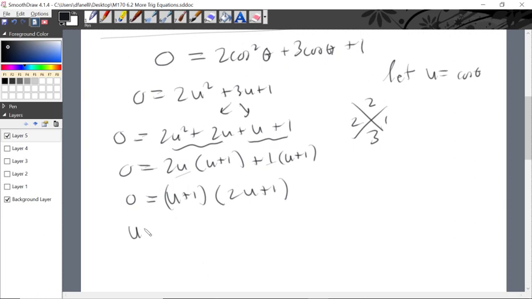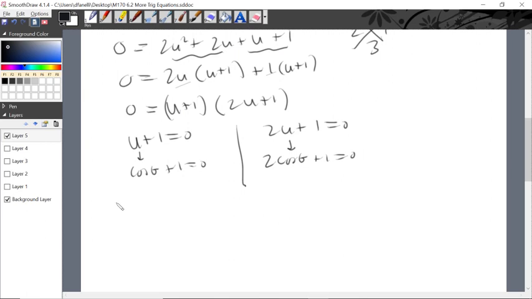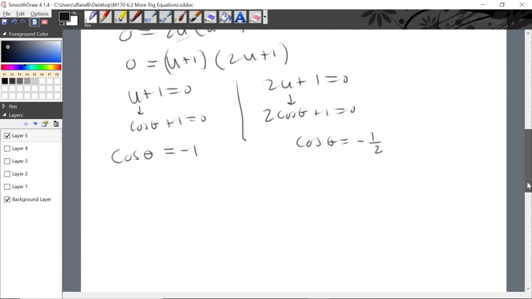And now I'm going to set each of the factors equal to 0. u plus 1 equals 0, and 2u plus 1 equals 0. And then reverse the substitution to get back in terms of theta. So u was equal to cosine theta, so that means cosine theta plus 1 equals 0, and 2 cosine theta plus 1 equals 0. Now solving these two equations, we have cosine theta is equal to negative 1, and cosine theta is equal to negative 1/2.